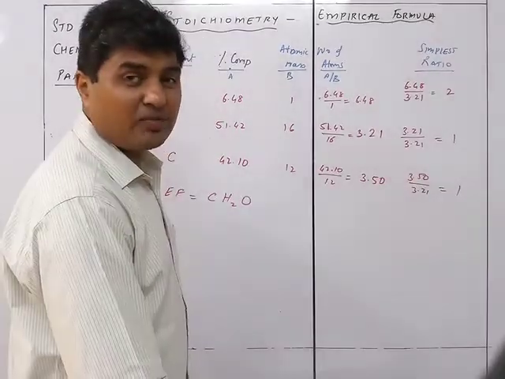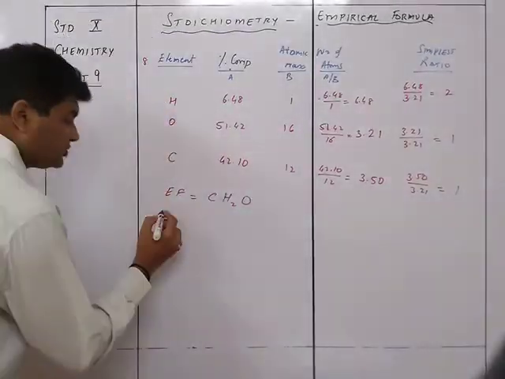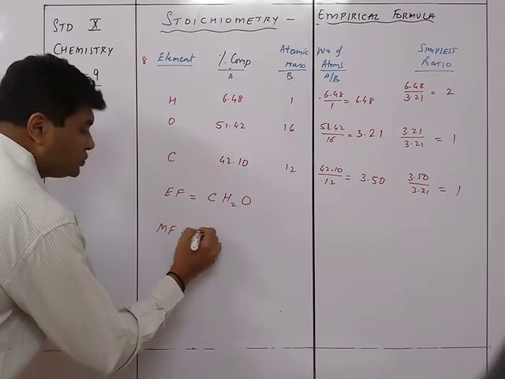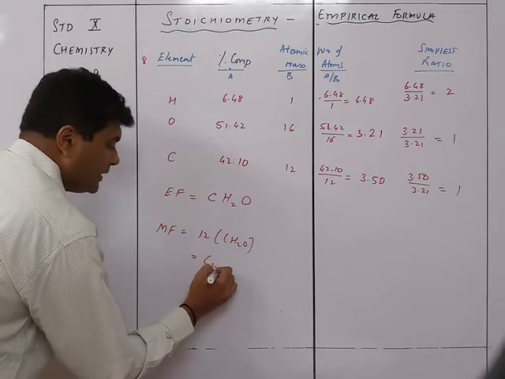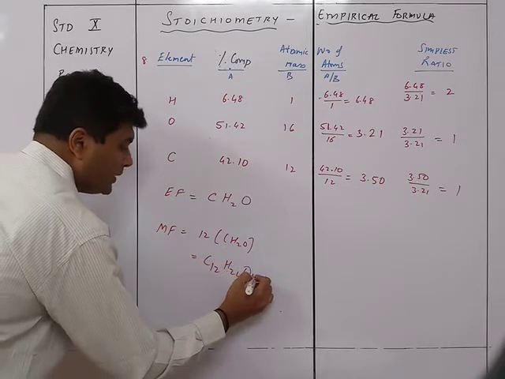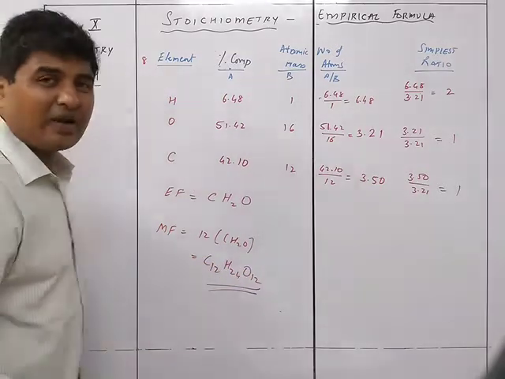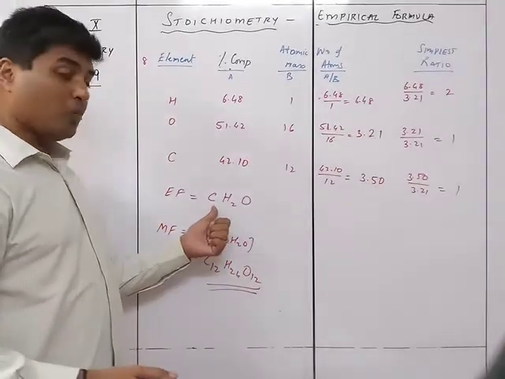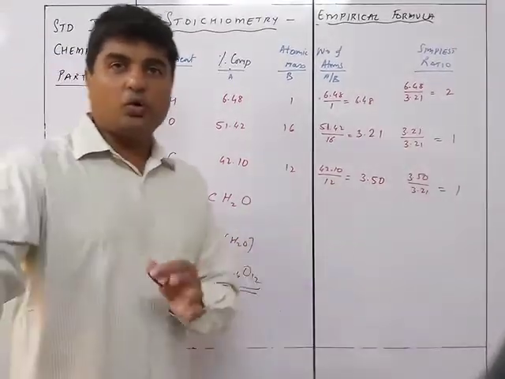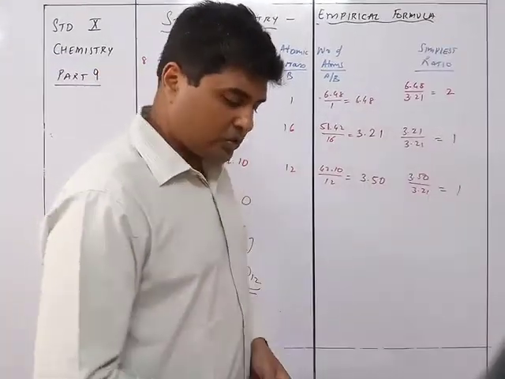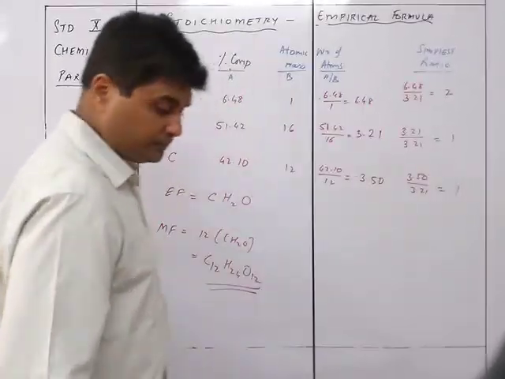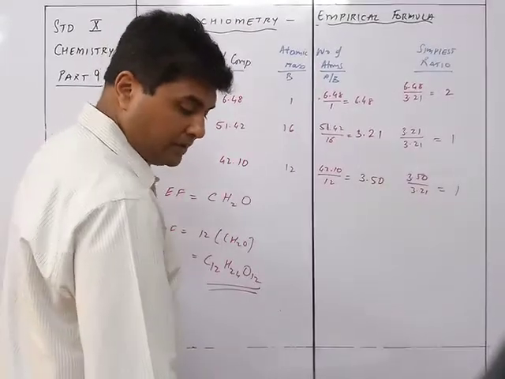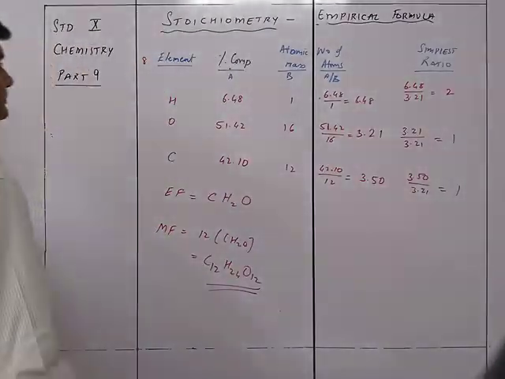They have given that the number of carbon atoms is 12. So molecular formula is equal to 12 into CH2O, so that is C12H24O12. Because they have given the number of carbon atoms, and carbon atom initially was 1, if they are 12, then automatically the whole thing has to be multiplied by 12. So the molecular formula will be C12H24O12. We now move on to sum number 9.